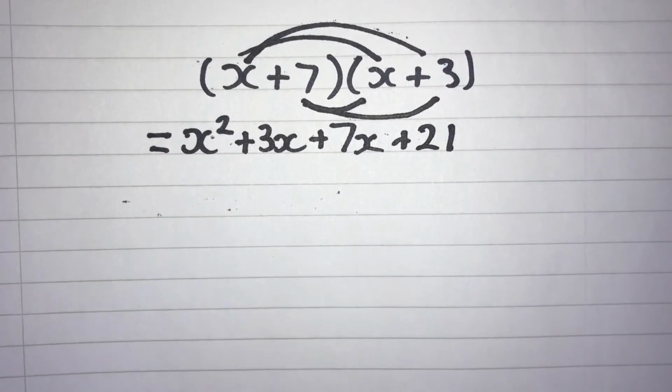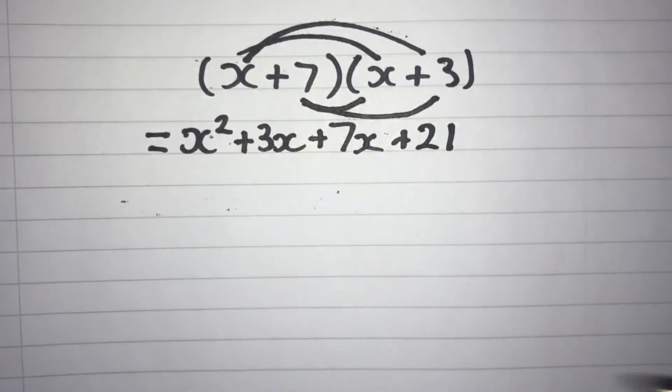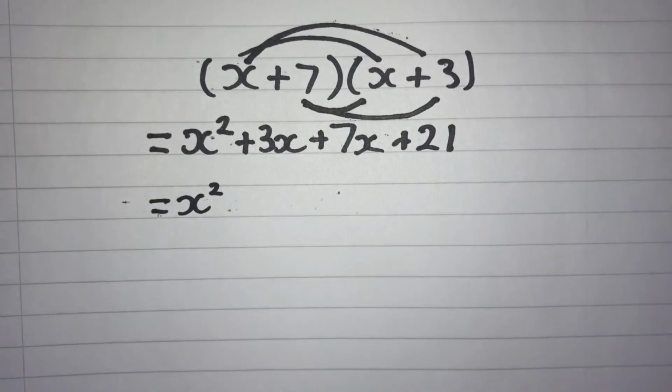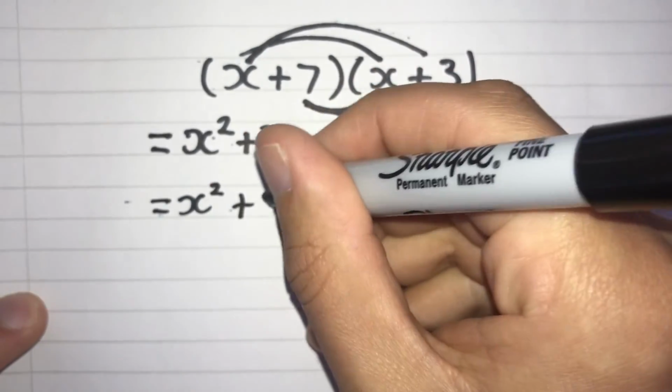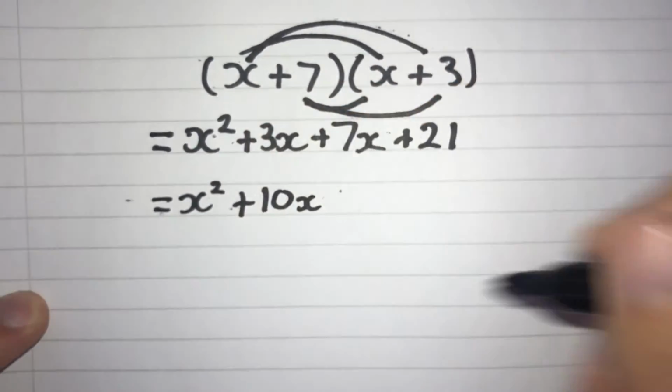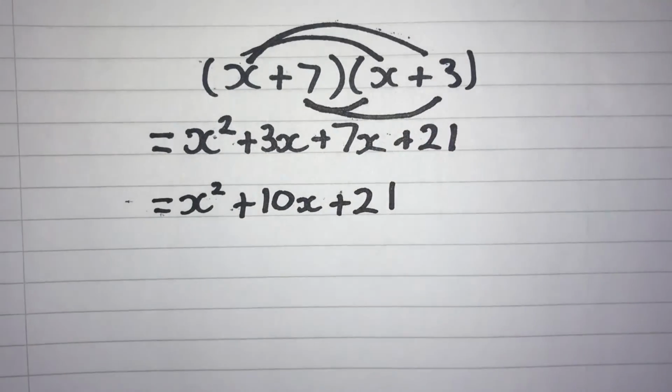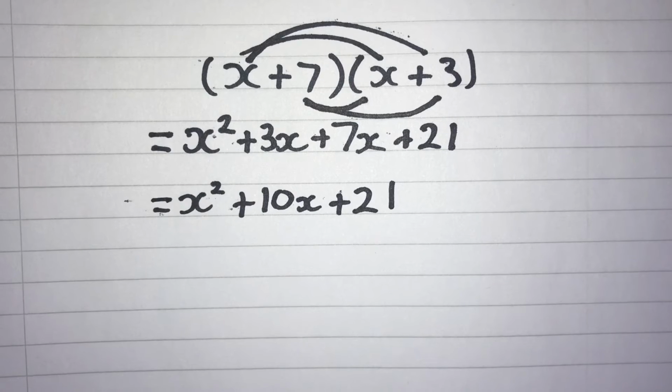Now we've got to collect our like terms. We've only got one of these x squared terms, so we leave it as just x squared. We've got 3x plus 7x. That's going to give us 10x. 3 add 7 gives us 10. And then finally we have our plus 21. So our final answer, x squared plus 10x plus 21.